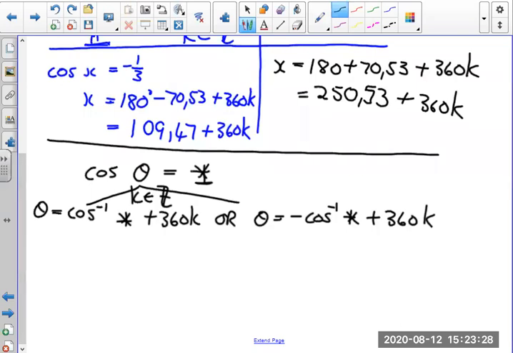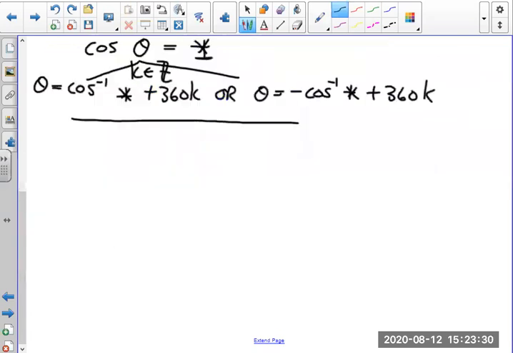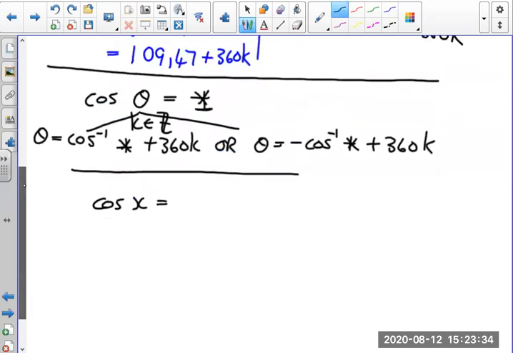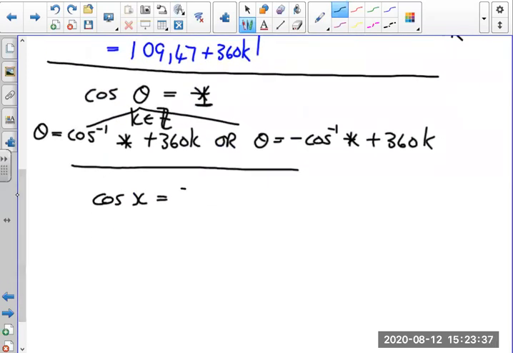So let's take that sum again. So the sum was cos x equals minus a third.